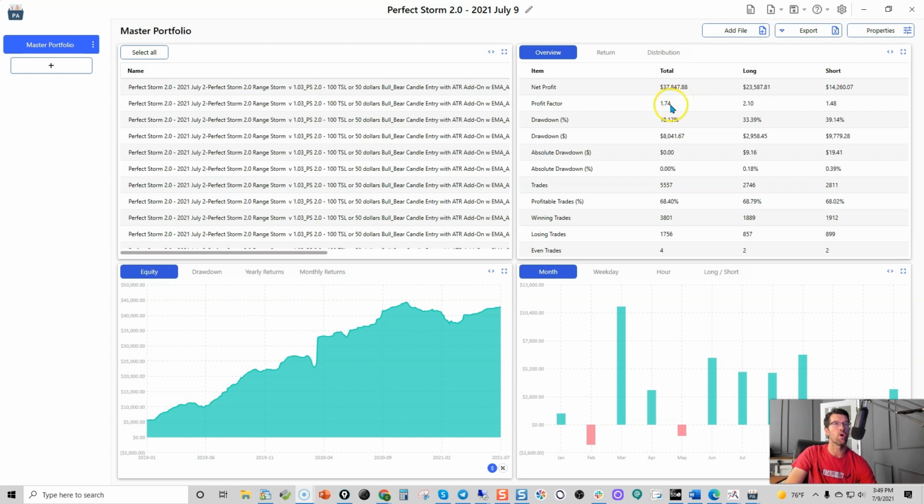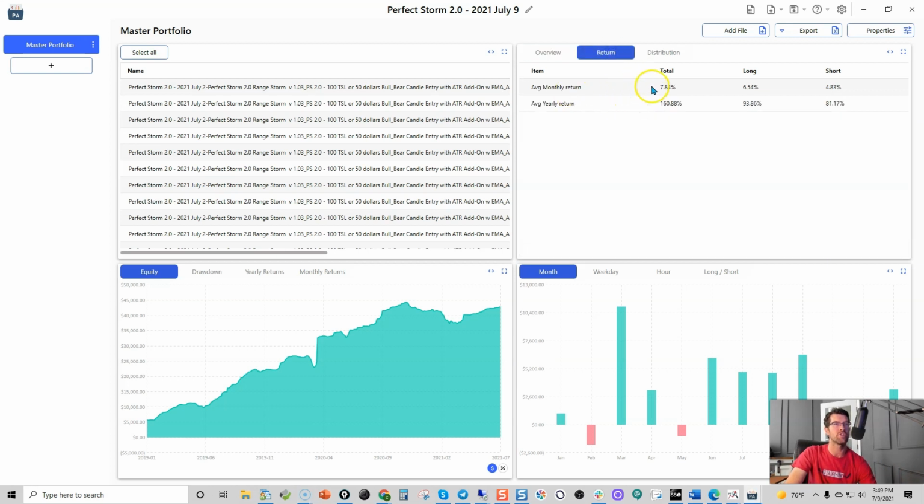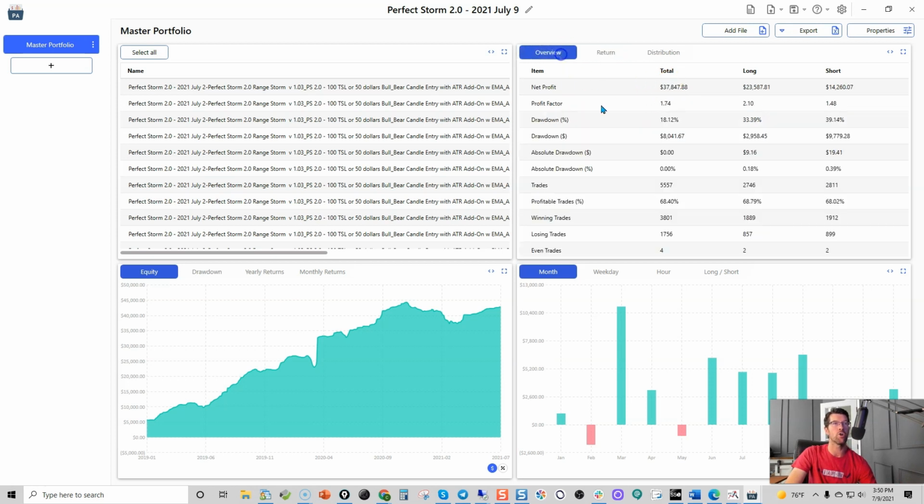Profit factor overall is 1.74. The drawdown is 18.12. Again, that to me, as I compare the returns, average monthly return is 7.84%. Average yearly return is 160.88. So I would take that type of return, understanding that, look, I traded a long time.